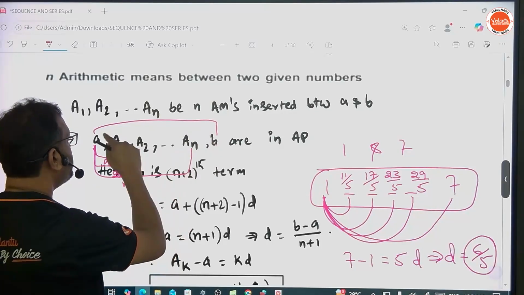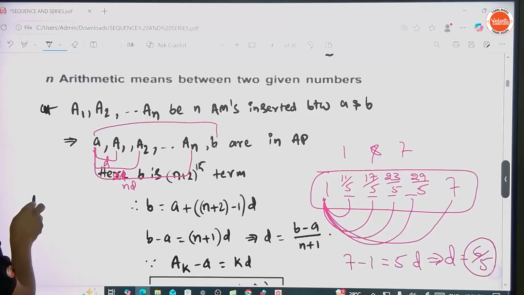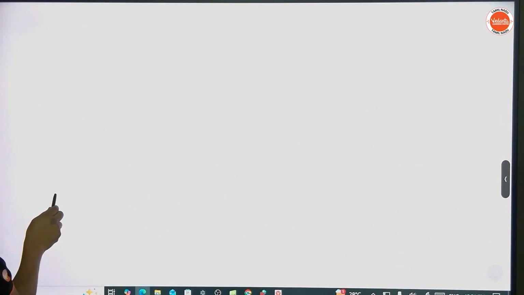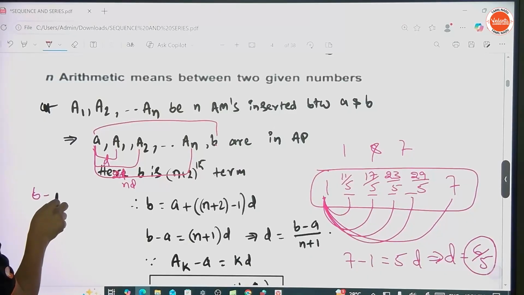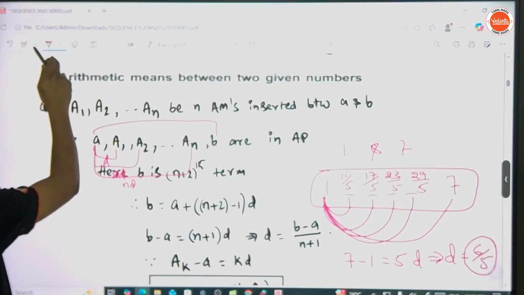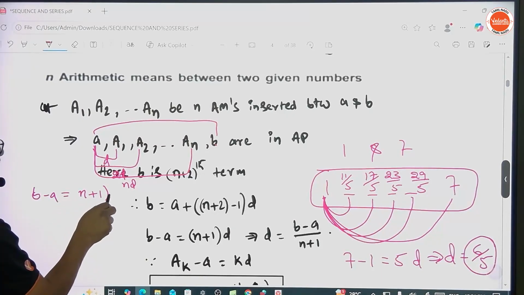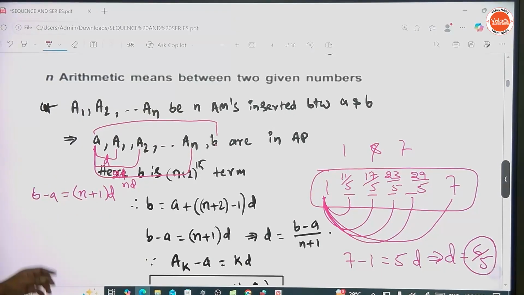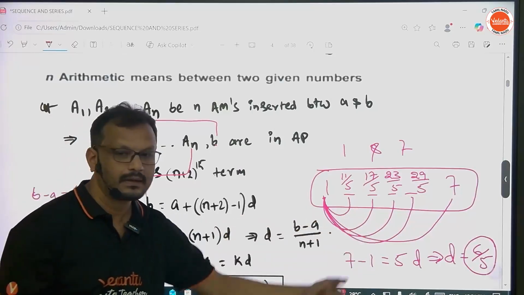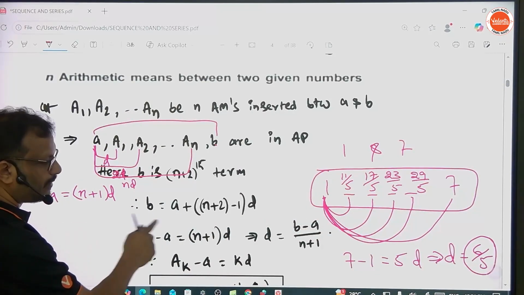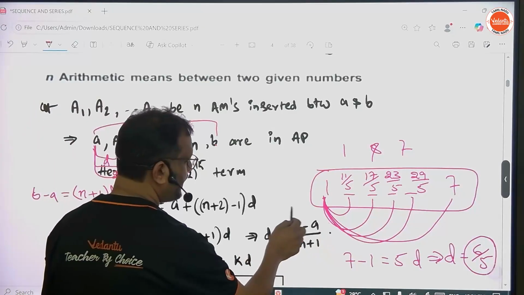So the difference of these two, B minus A, is n plus 1 into D. So therefore, obviously, what is the D value now? B minus A by n plus 1. So that's what it is actually. The D value we got now: D equals B minus A by n plus 1.